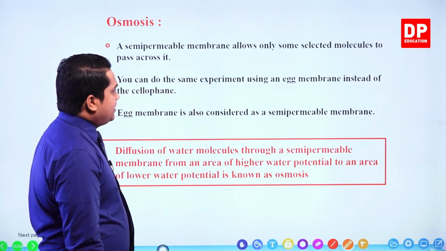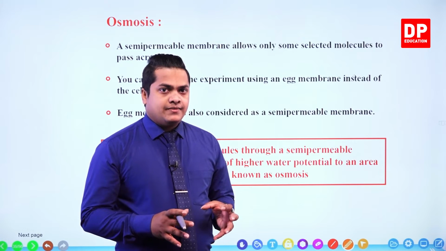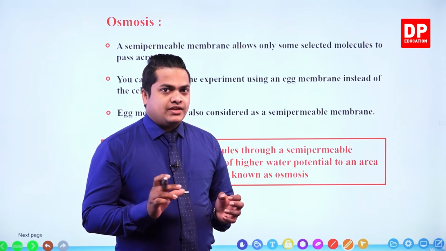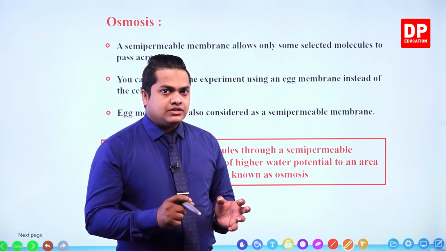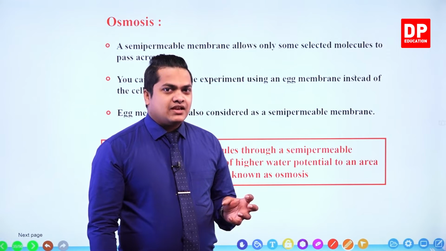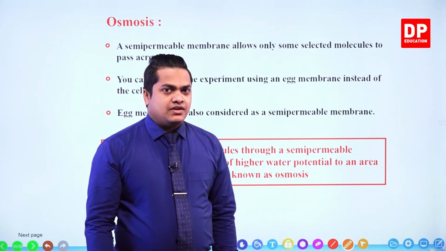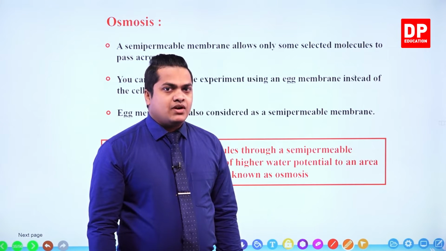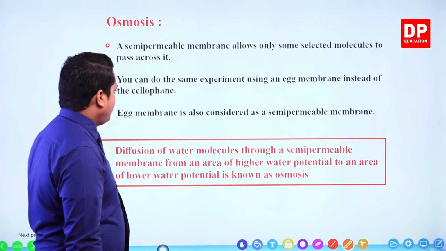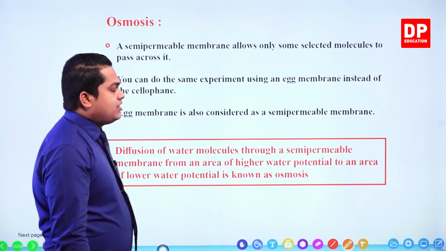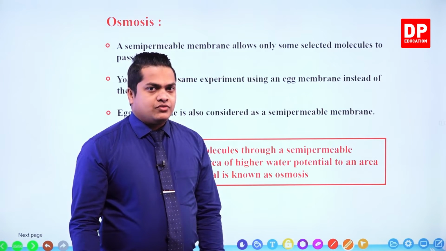You can do the same experiment using an egg membrane instead of the cellophane. So when you take an egg, right, there is a small bit of a layer between the outer crust of the eggshell and the inner egg white, right? There is a small bit of a layer, the egg membrane. So by using that membrane also, you can do the same experiment. The egg membrane is also going to behave as a semi-permeable membrane which allows selected substances like water to pass. So that's why we can do the above experiment by using the egg membrane.